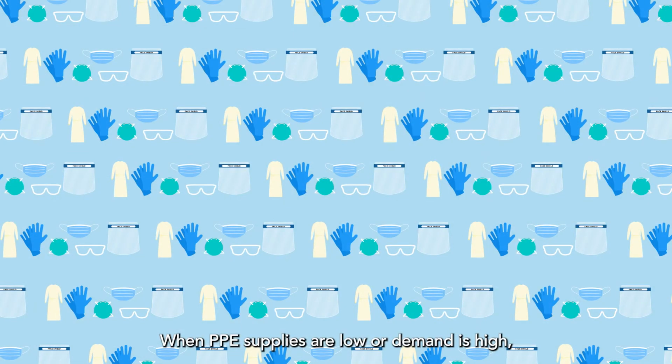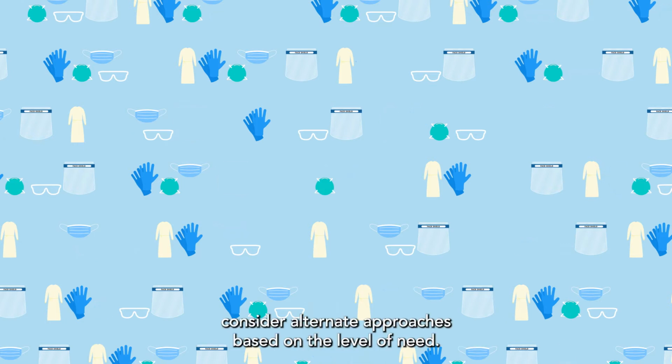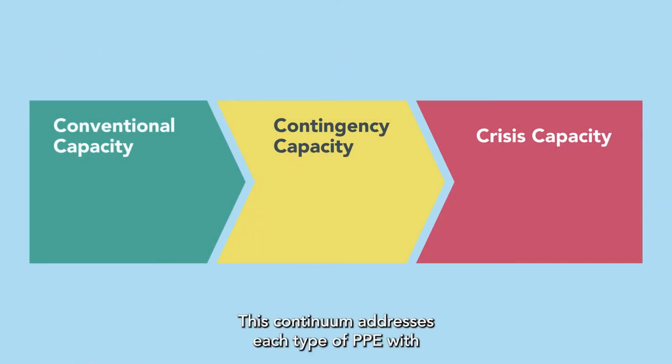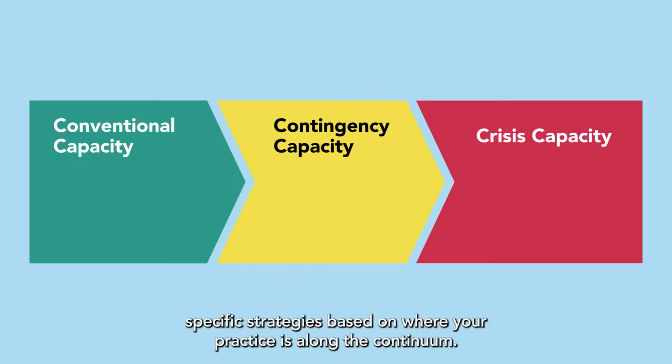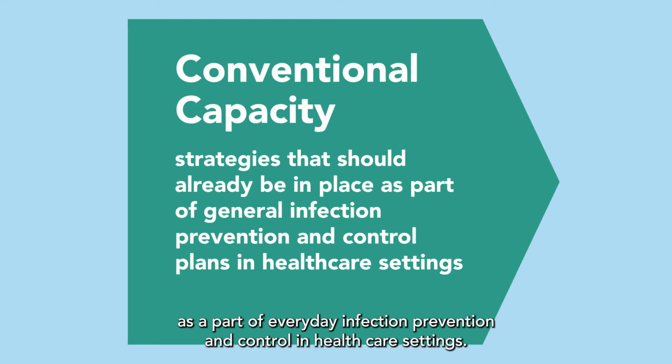When PPE supplies are low or demand is high, the CDC recommends that the practice consider alternate approaches based on the level of need. This continuum addresses each type of PPE with specific strategies based on where your practice is along the continuum. Conventional capacity refers to strategies that are already in place as a part of everyday infection prevention and control in healthcare settings.